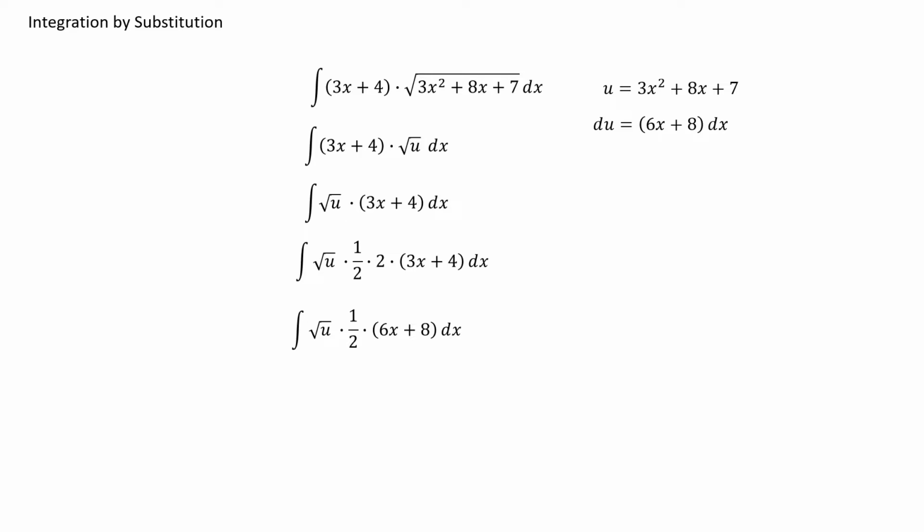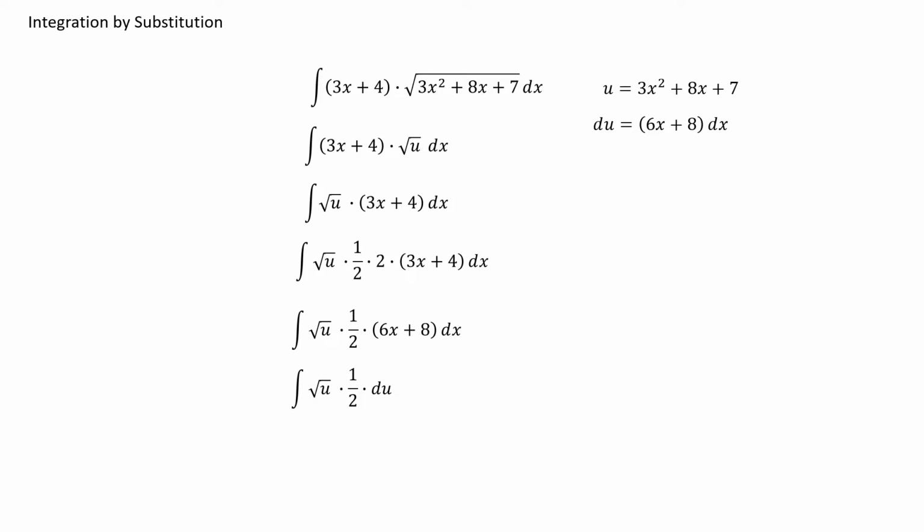And by distributing that 2 into the parentheses, you'll notice that I now have the original derivative of my choice. I now have a 6x plus 8 in the problem. And if you look up here in the right corner, the fact that 6x plus 8 dx is equal to du allows me to replace 6x plus 8 times dx with du.